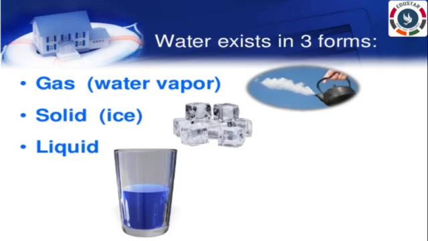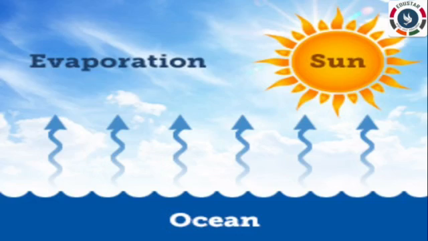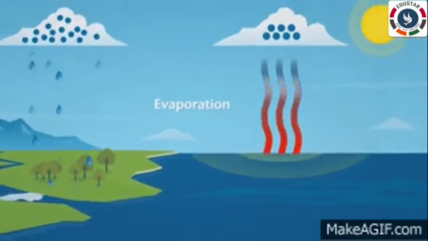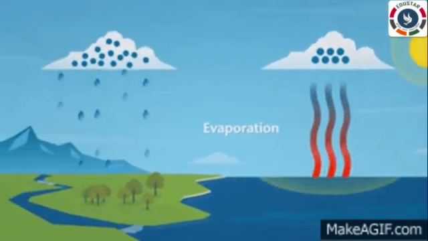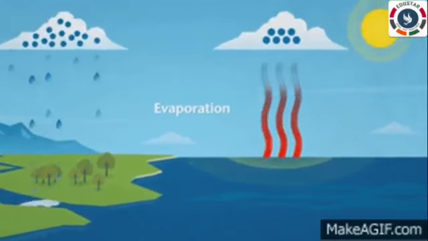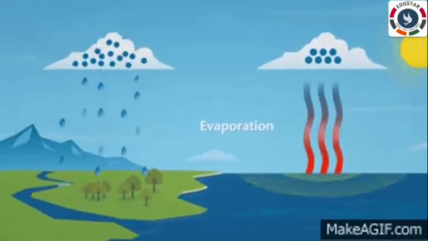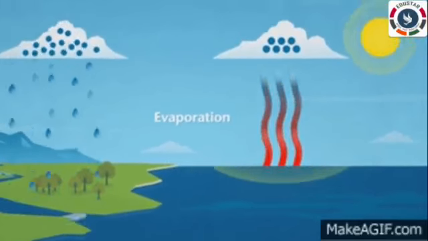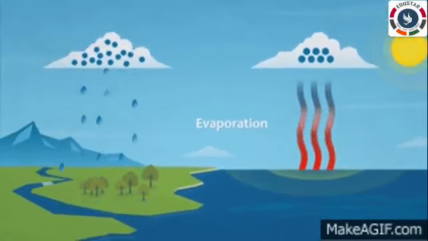Let us learn more about water. First one is evaporation. The process in which water changes into water vapor on heating is called evaporation. We have learned that water is also present in the atmosphere in the form of water vapor. The amount of water vapor present in the atmosphere is known as humidity. When the weather is very hot, more water gets evaporated, which makes the weather humid.